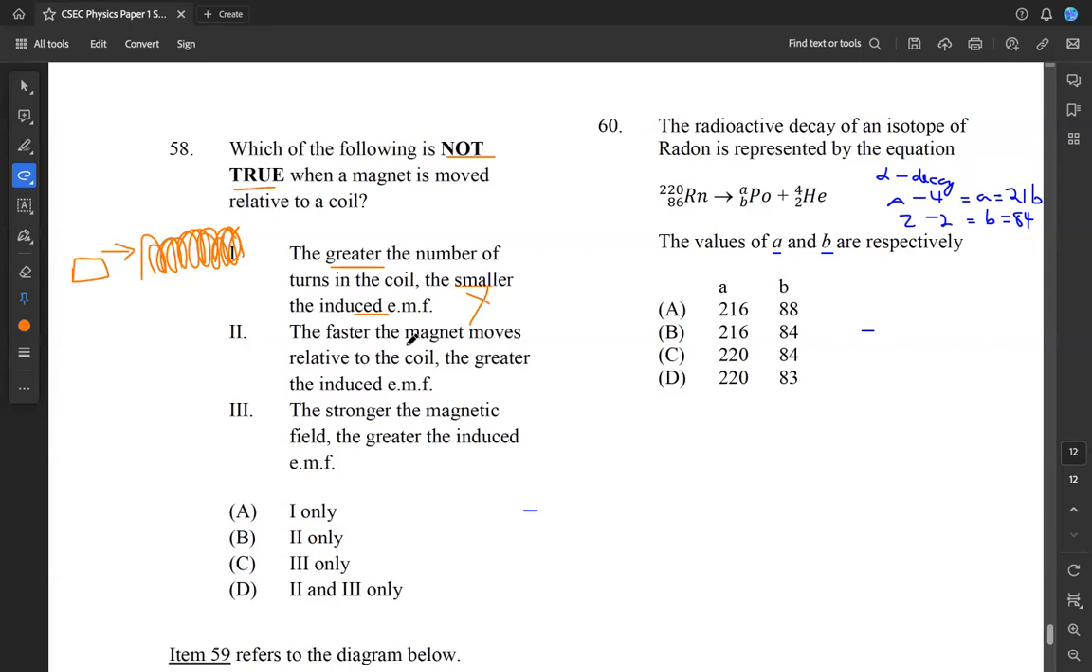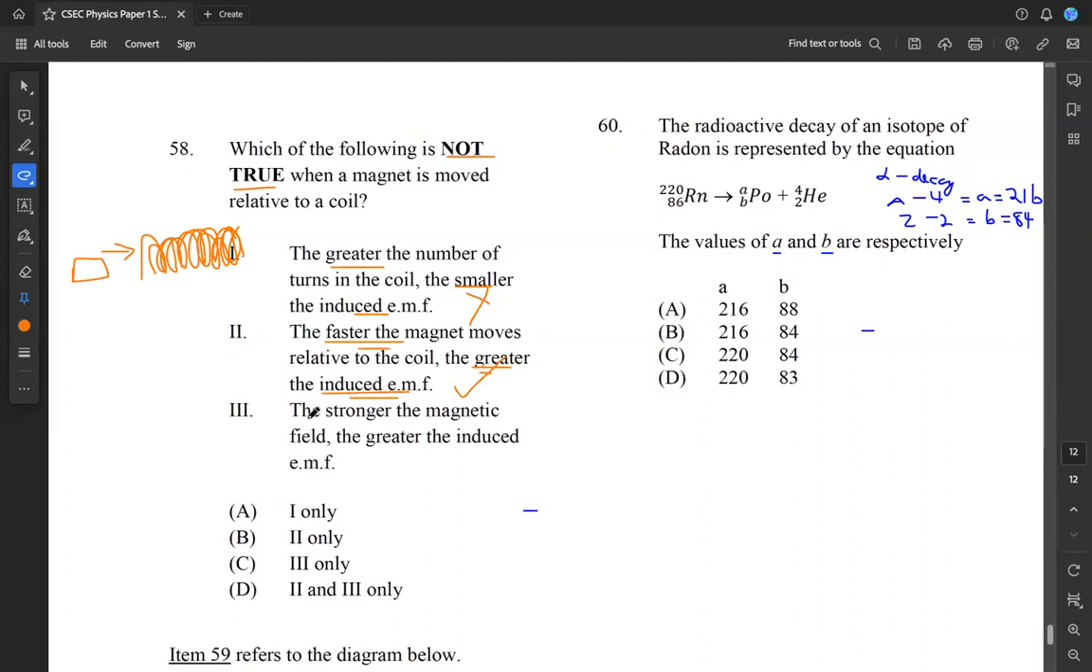The faster the magnet moves relative to the coil, the greater the EMF. That's true. Because when we're moving the magnet fast, in and out, in and out, we're cutting those lines of flux in a very rapid way. It's the rate of change of the flux that's going to induce the EMF. So if we move the magnet really fast, back and forth, we're going to induce a lot of EMF, okay? So this is correct.